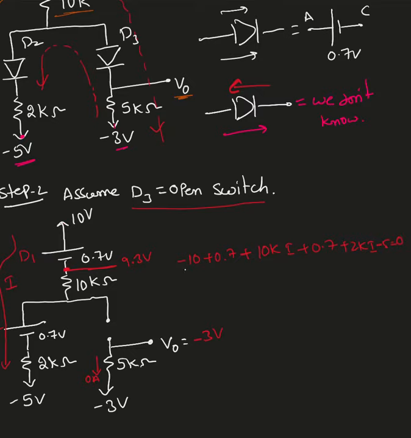Why did I take this as minus 10? Usually if I'm entering the negative terminal, I will take that as a negative. Entering the positive terminal, take that as a positive. So here this must be positive terminal and that must be negative terminal. So current is entering through the negative terminal. So that's the reason I took it as negative. Entering through the positive terminal, took it as positive. If it is a resistor, that's positive.